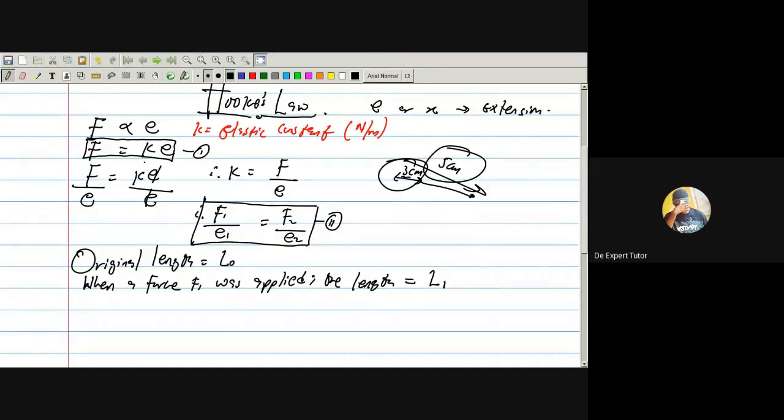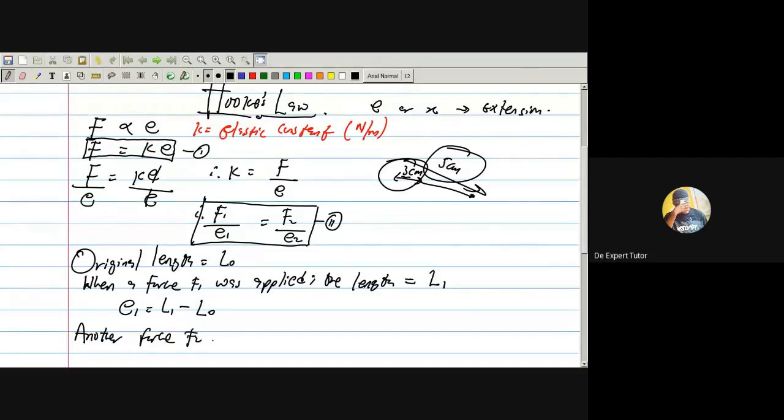So I have to use that analogy here too. Before it was at L naught. I came to extend it to L1. Therefore, my first extension here, E1, will be equal to L1 minus L naught. That's my first extension. Please keep that somewhere.